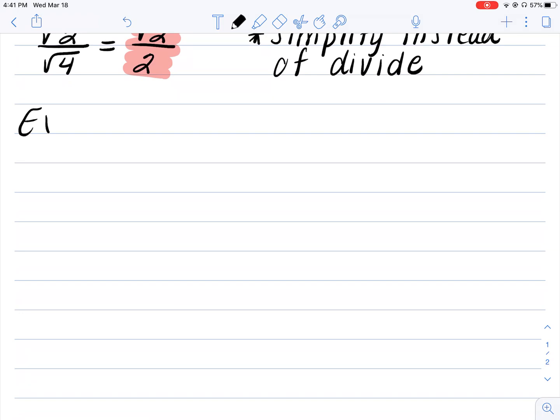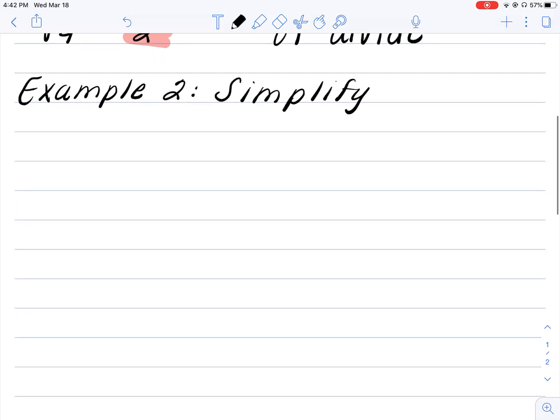Okay, this is still on the same page, page 408. And this time the directions say simplify. See how it says simplify? Even though simplify and divide kind of mean the same thing. And it says the square root of 3 over the square root of 12.